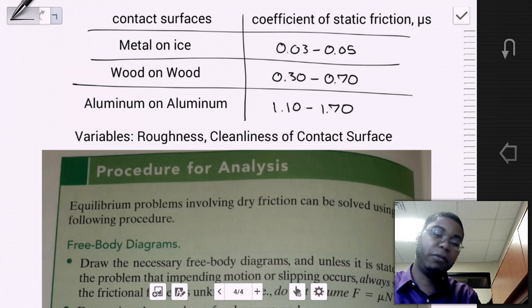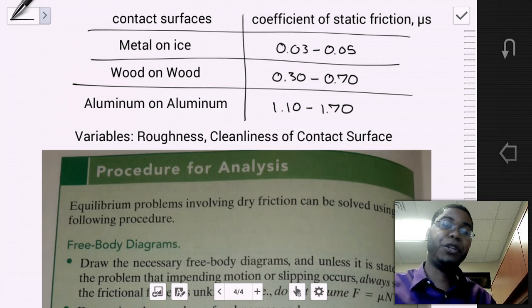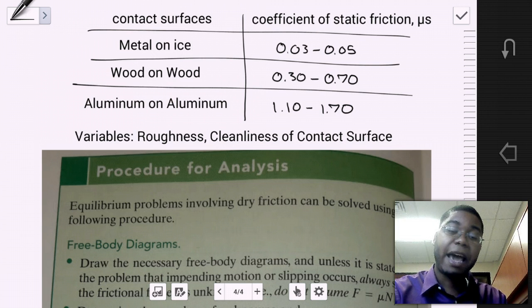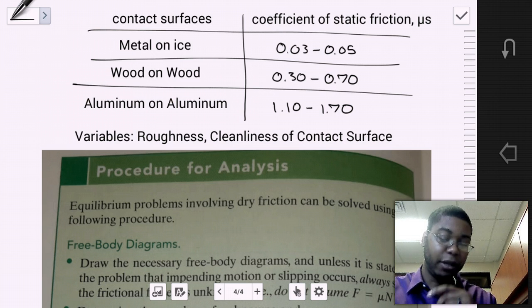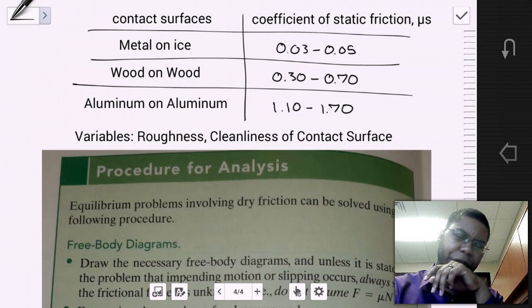So now let's look at some basic factors that influence the coefficients of friction. I've built here a table which describes the type of contact surface and average values of the coefficient of static friction. So when we have metal on ice, you find a mu s ranges from 0.03 to 0.05, which is a pretty small value.